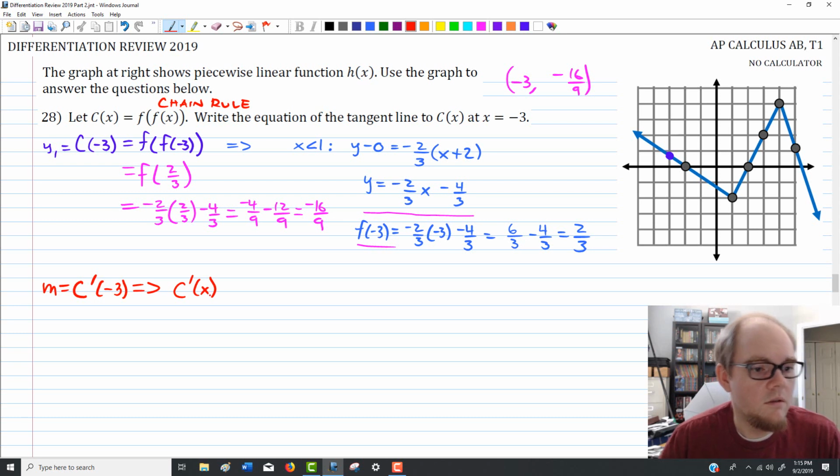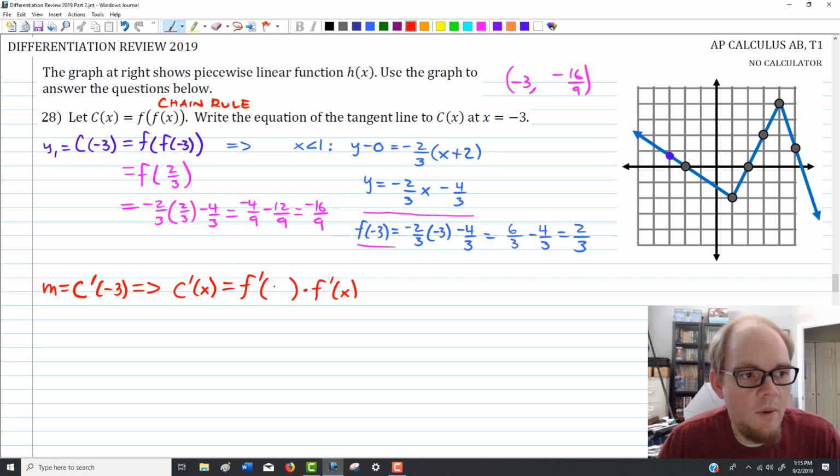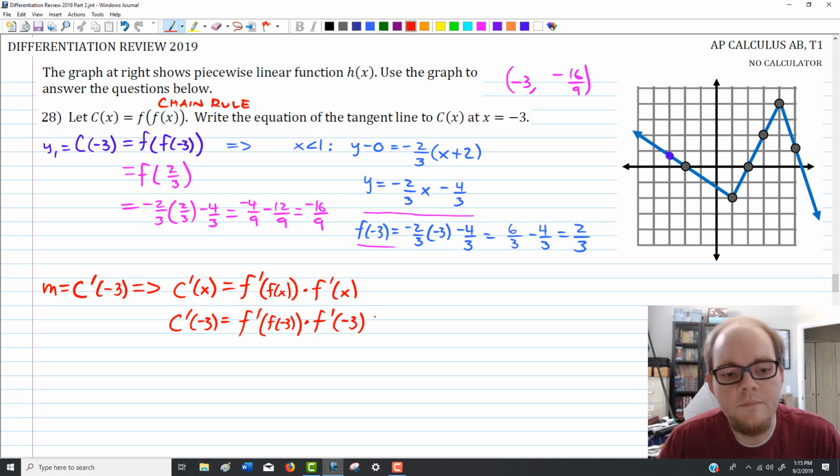So in looking here, we are going to get the derivative as the derivative of the outside times the derivative of the inside. But then remember, the inside stays the same initially. So it's f prime of f of x times f prime of x. So now for our specific case, we want c prime of -3, which means we're going to have f prime of f of -3 times f prime of -3. And now before you panic at all the calculation there, this is actually going to turn out pretty nice.